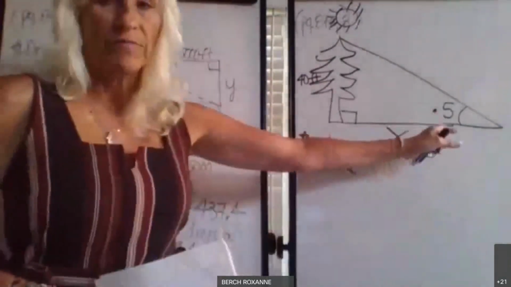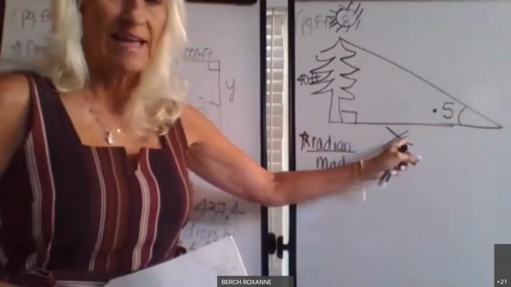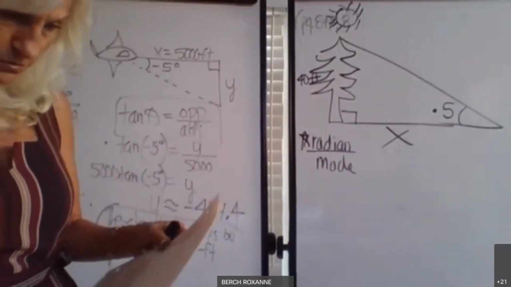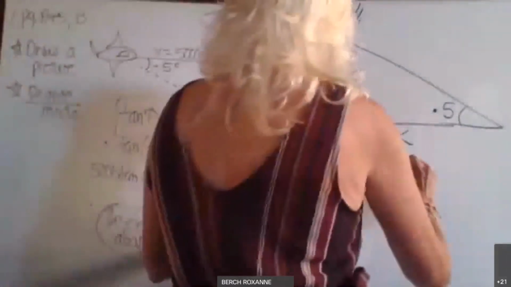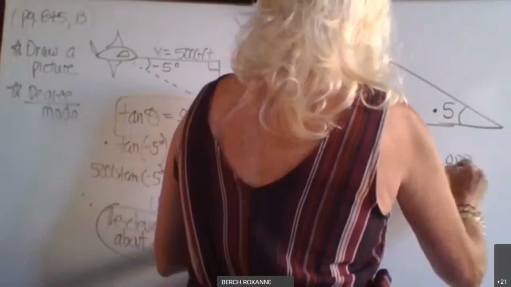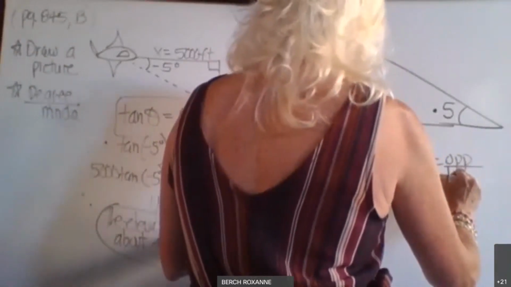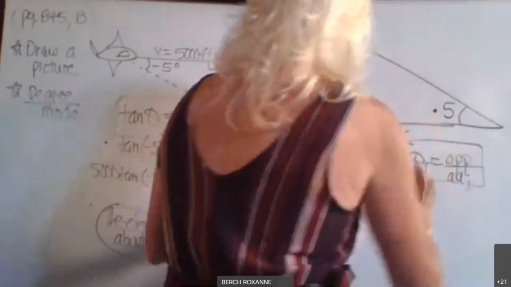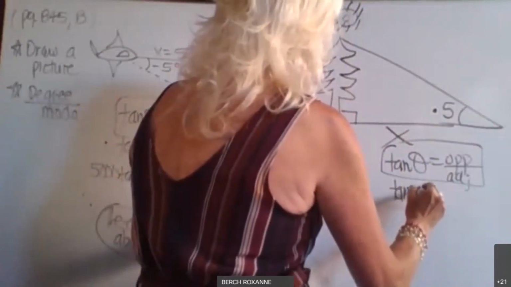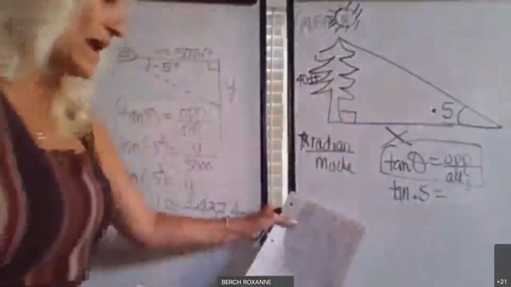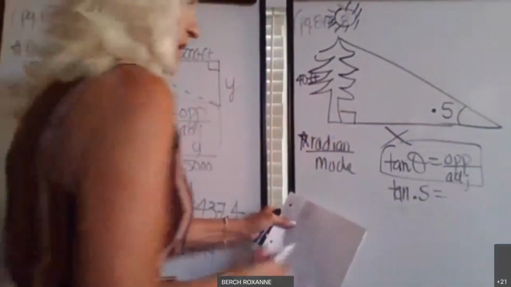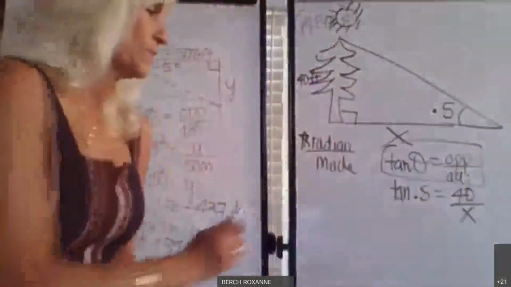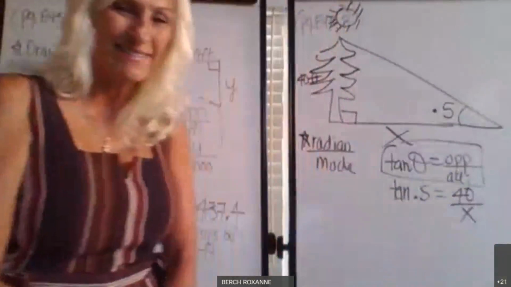So look at your angle, and what do you have? You have adjacent and opposite again. So what trig function do you want to use? Tan. It equals opposite over adjacent. SOHCAHTOA. So we have the tangent of 0.5 with radians. Make sure you're in the right mode. And opposite is going to be 40 over adjacent. Now, we are solving for x.